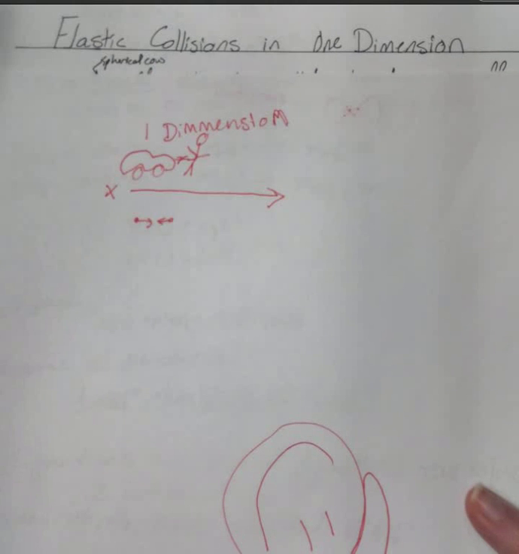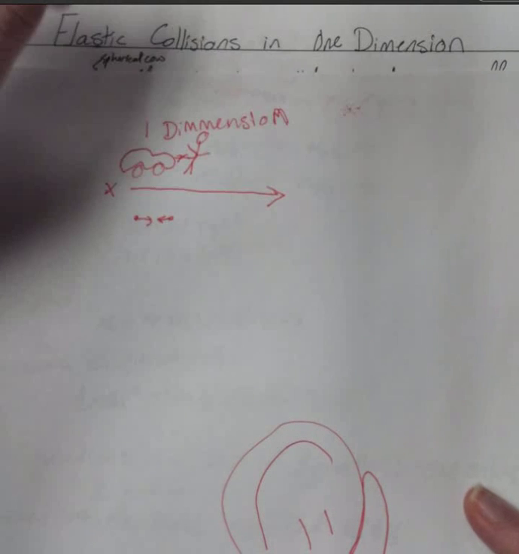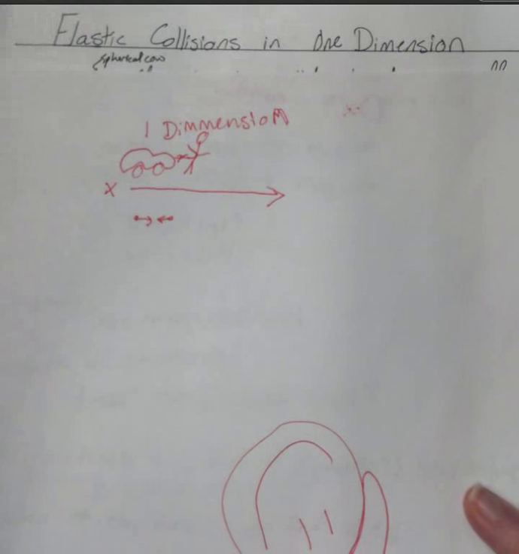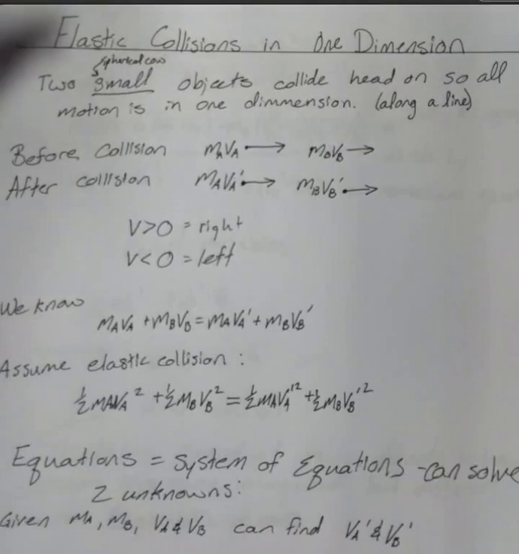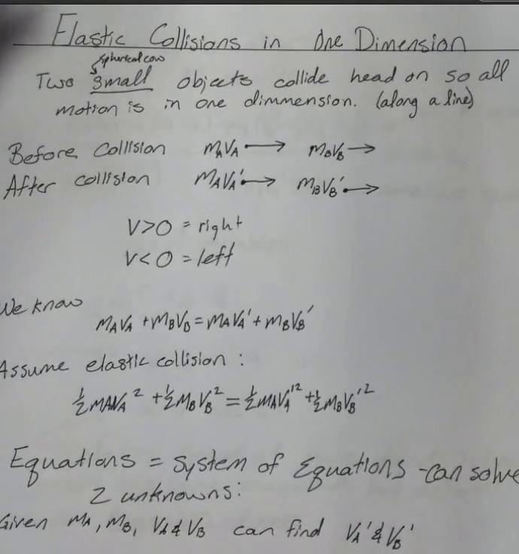And so we're not getting the perfect answer here. We're getting the approximate answer, or the sum answer of their total motion, which means that we're using the spherical cow model of physics. So we are going to take a look at an elastic collision that happens between two small spherical cow objects that collide head-on, so that all the motion is one dimension along one line.